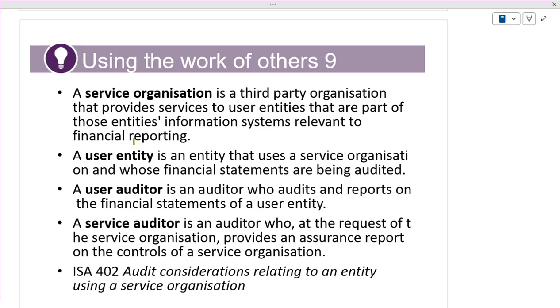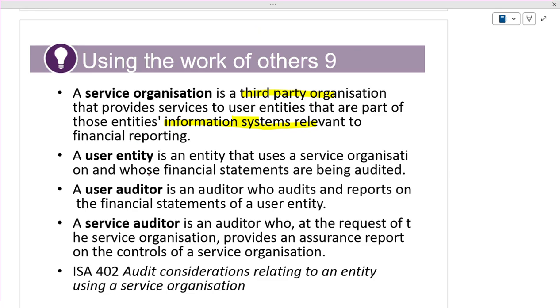A service organization is a third party organization that provides services that are part of those entities' information systems related to financial reporting. They are mostly involved in giving services with respect to information systems. These are the definitions I can put.